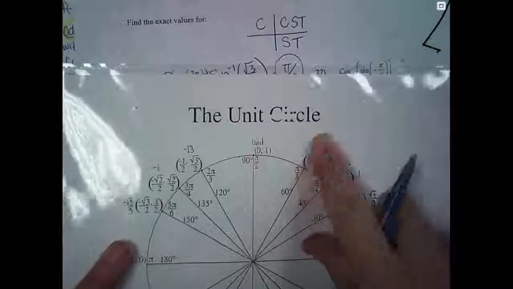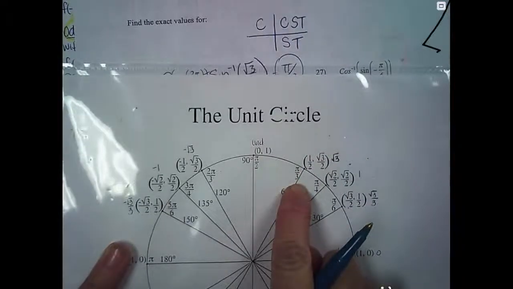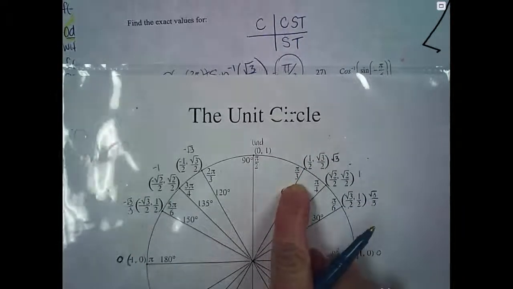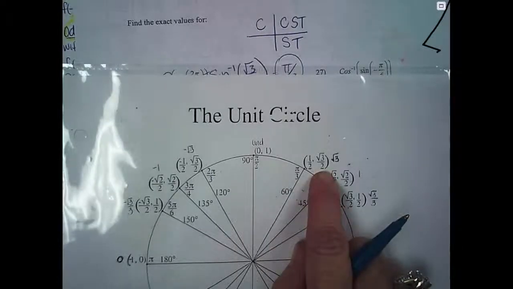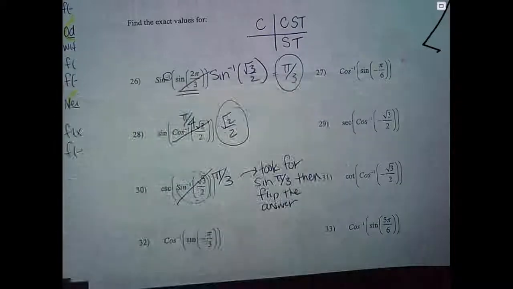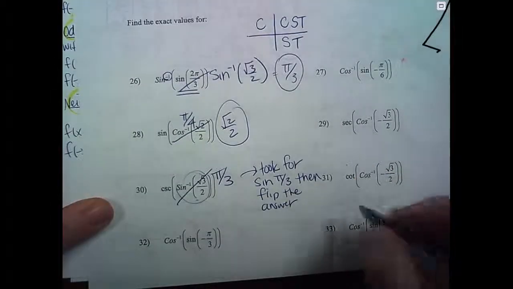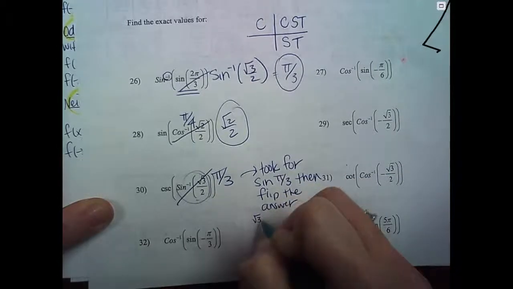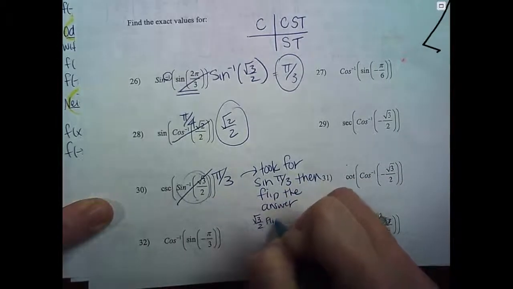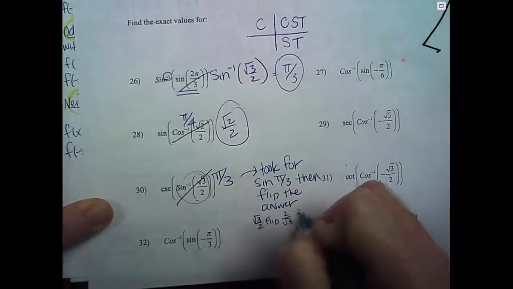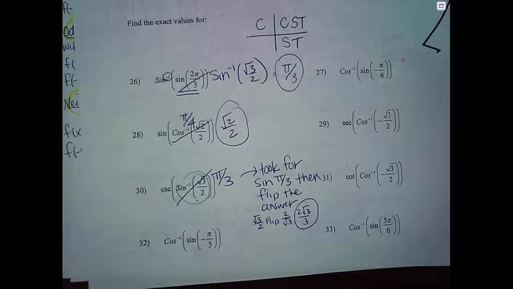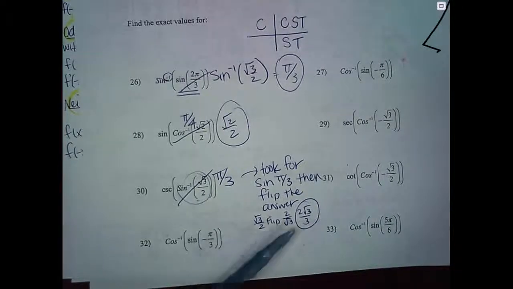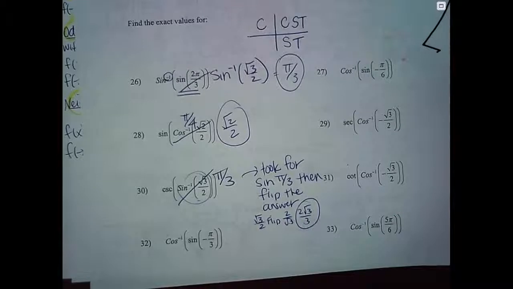So here's pi over 3. I give you an inside value, you're going to give me an outside. So what's sine? What's the y value? Root 3 over 2. And what do you have to do to root 3 over 2? Flip it. It's 2 root 3 over 3. So I wrote down this, I flipped it, and then got rid of the radical. This is the hardest part we've done so far.